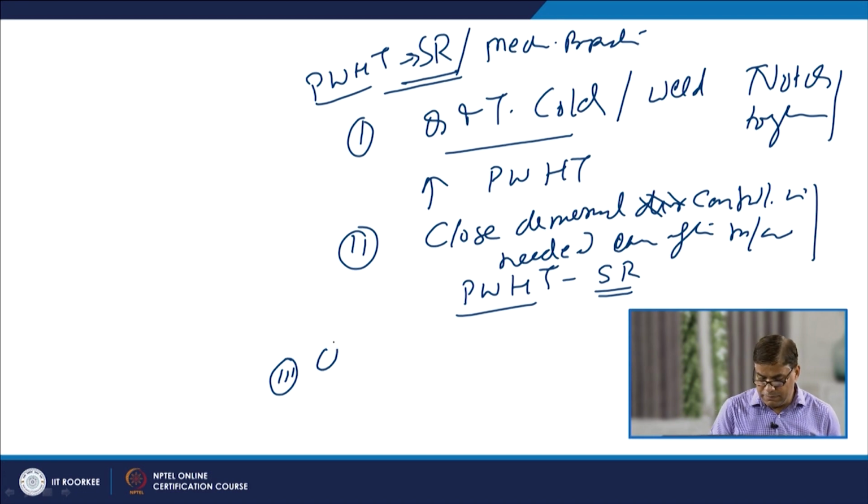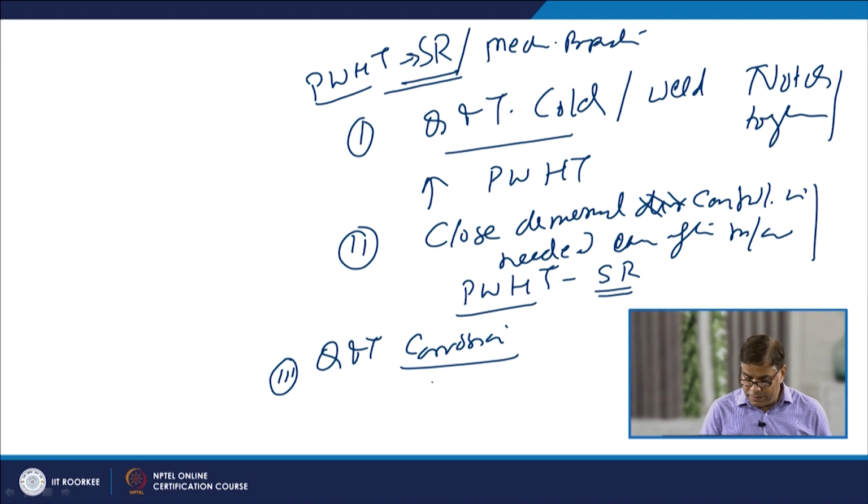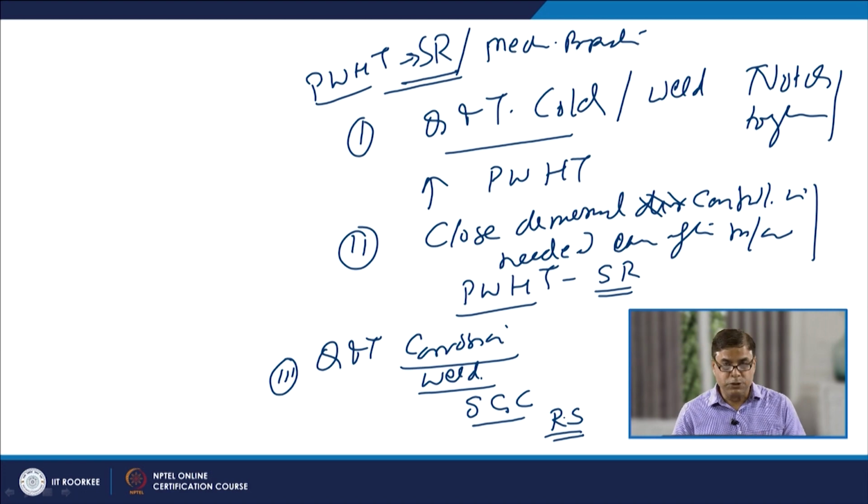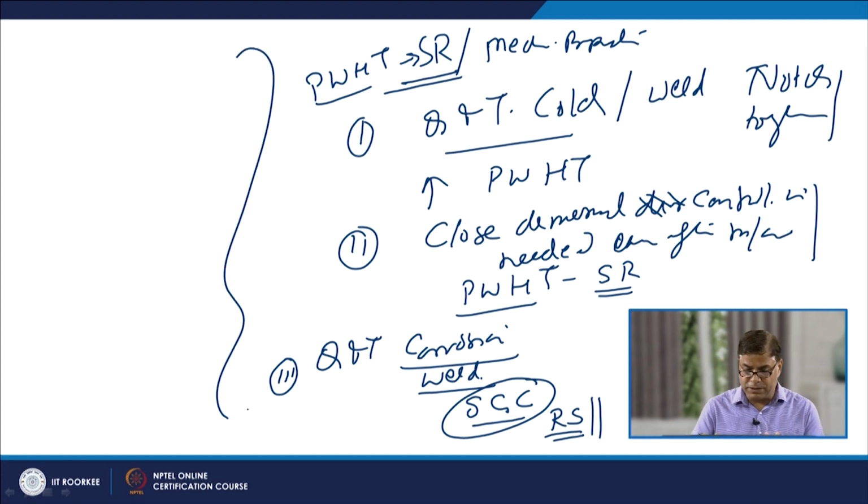And if the Q&T steel is subjected to operation or service in a corrosive environment, where the weld joint can experience stress corrosion cracking due to the presence of the residual stresses in the weld joints, we need to relieve the residual stresses in order to reduce the stress corrosion cracking tendency through proper post weld heat treatment. So, these are some of the situations where post weld heat treatment of the Q&T steels may be needed.